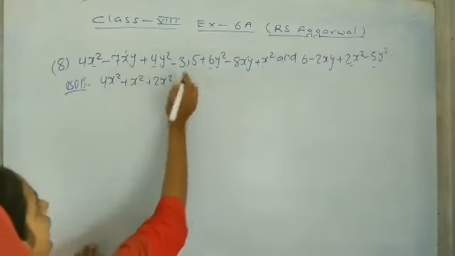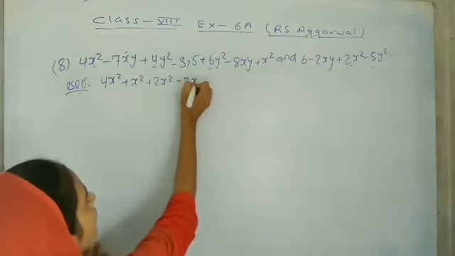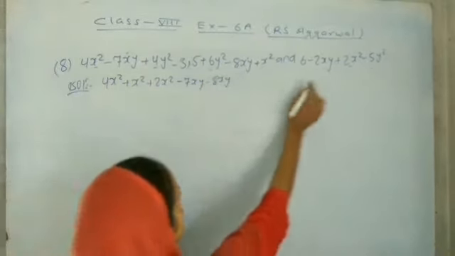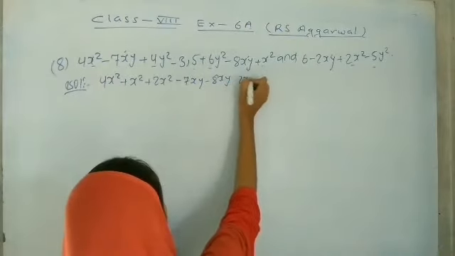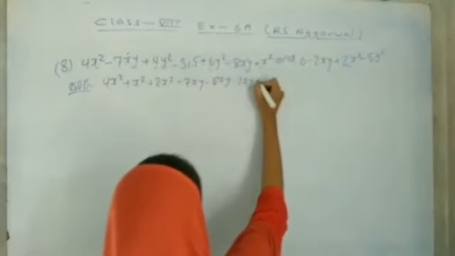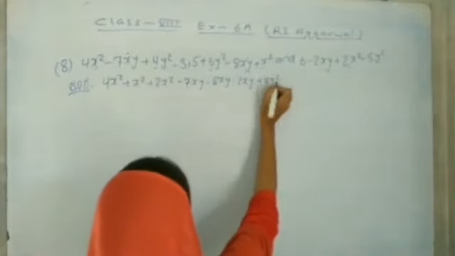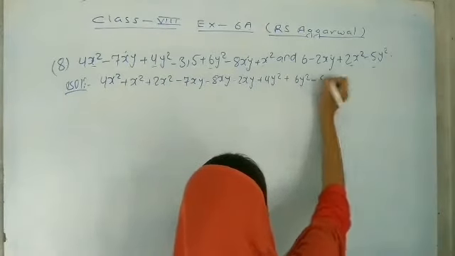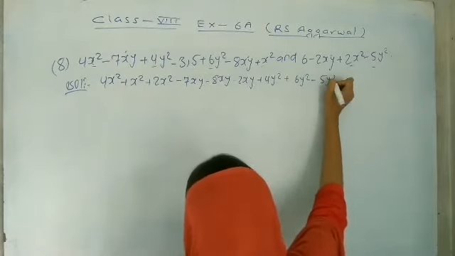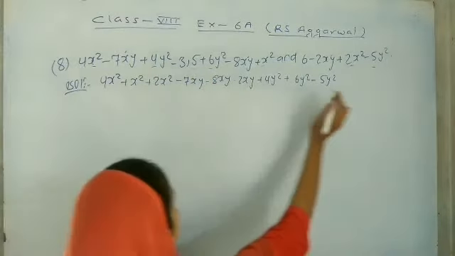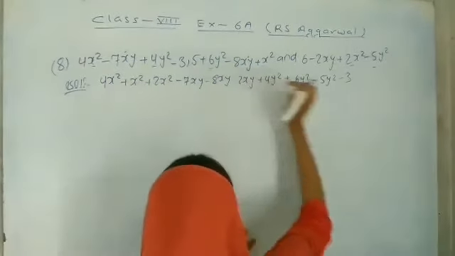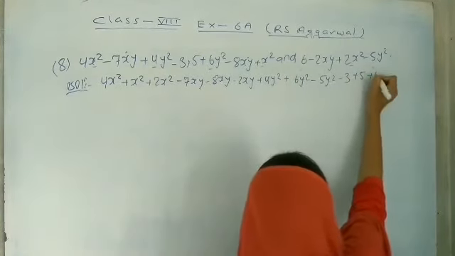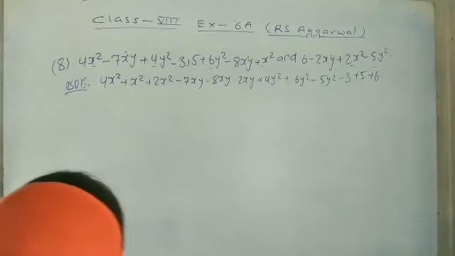and here is minus 7xy, here is minus 8xy and here is minus 2xy, and here is plus 4y square and here is plus 6y square and here is minus 5y square. Here is minus 3, here is plus 5, here is plus 6. Add them.